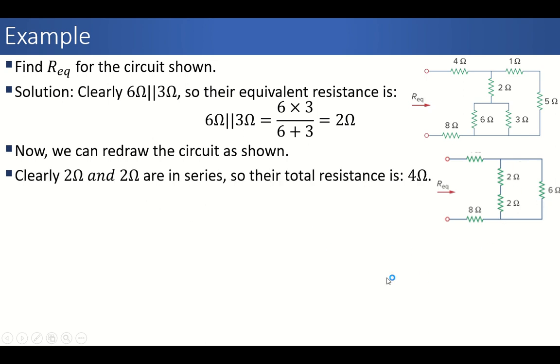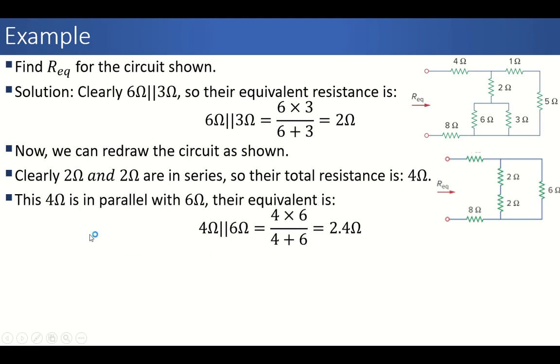So we can simply say that clearly the 2 ohm and this 2 ohm resistance are in series, so their total is obviously 2 plus 2, that will be 4 ohm resistance. Next, we can see that the 4 ohm resistance is in parallel with the 6 ohm resistance. Again, since there are two resistances in parallel, we can use the formula of product divided by sum.